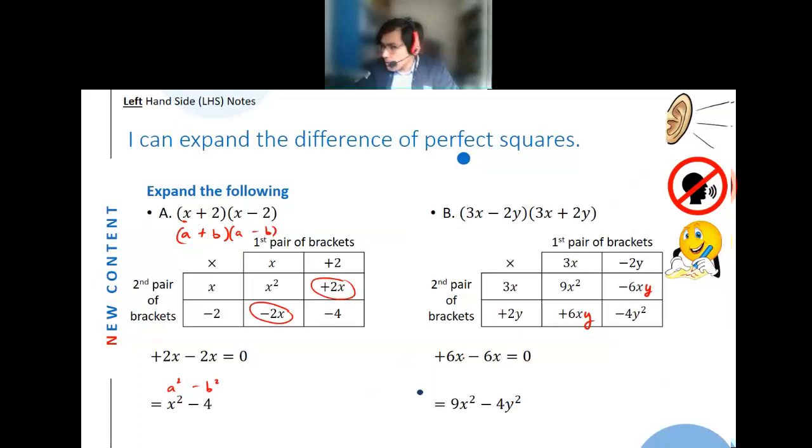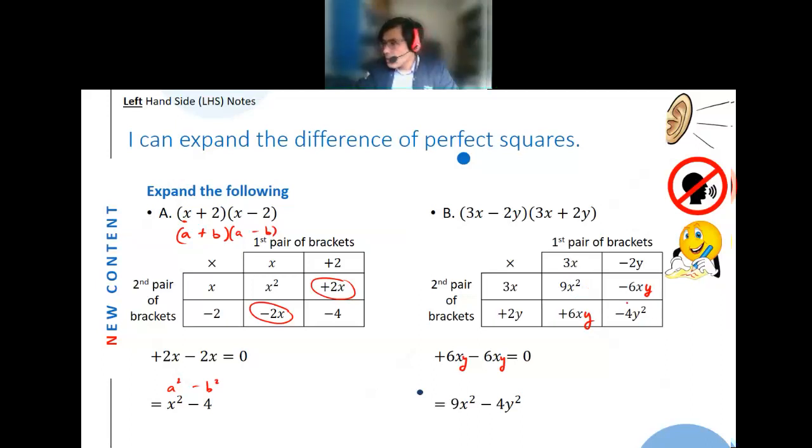So you would say that the plus 6xy minus the 6xy is going to be just 0. They cancel each other out. And then that means that you're only left with the 9x squared and the minus 4y squared.